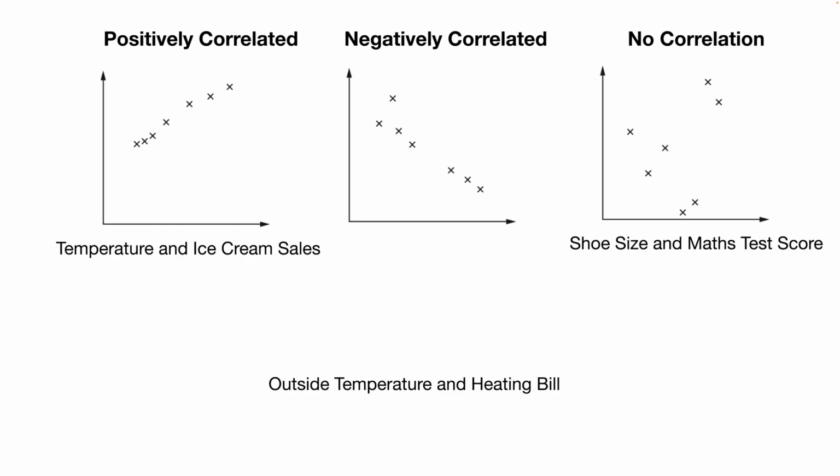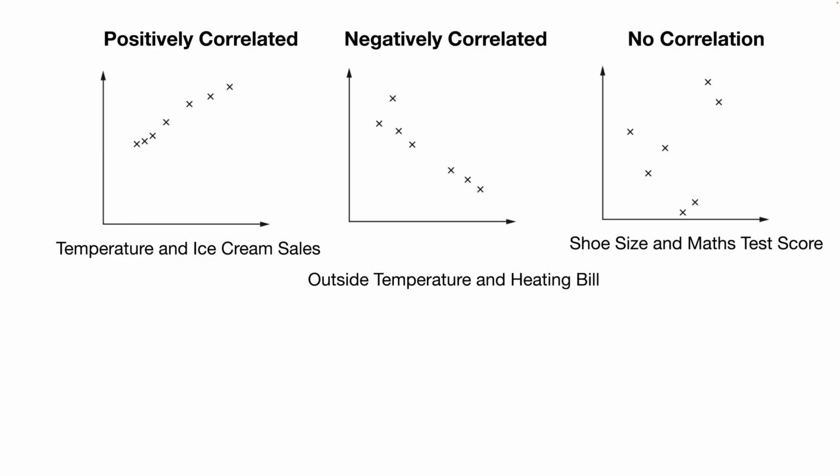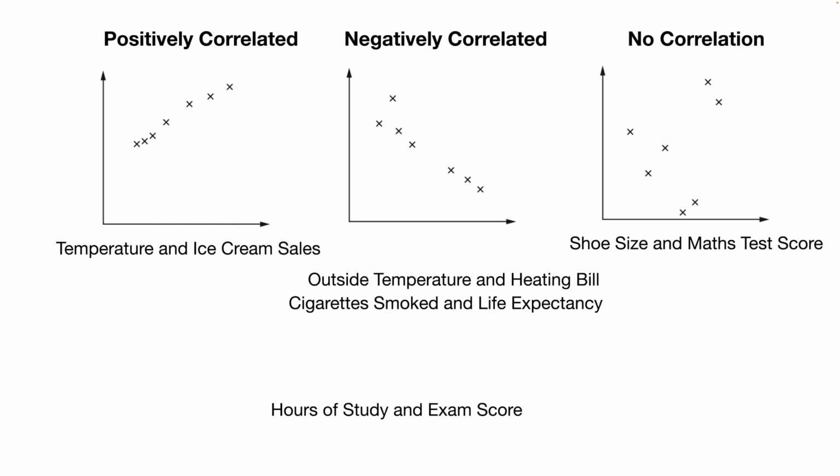Outside temperature and heating bill. The temperature is high, you don't put the heating on, so that's negatively correlated. Cigarettes smoked and life expectancy. Well, sorry for those people that puff on cigarettes, but your life expectancy definitely declines the more cigarettes you smoke.